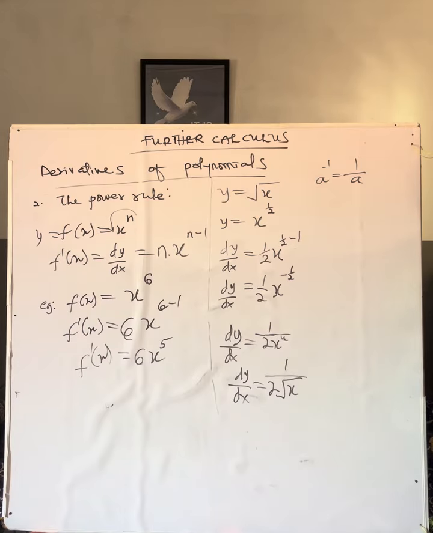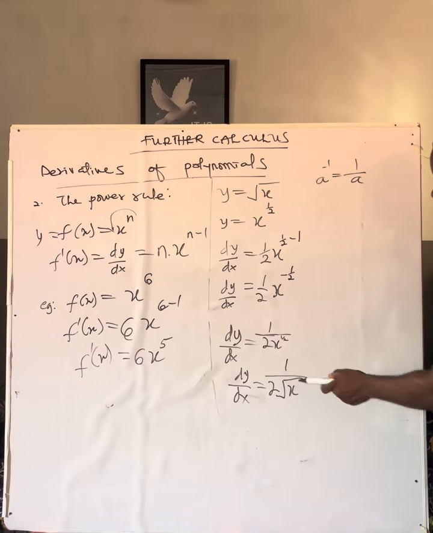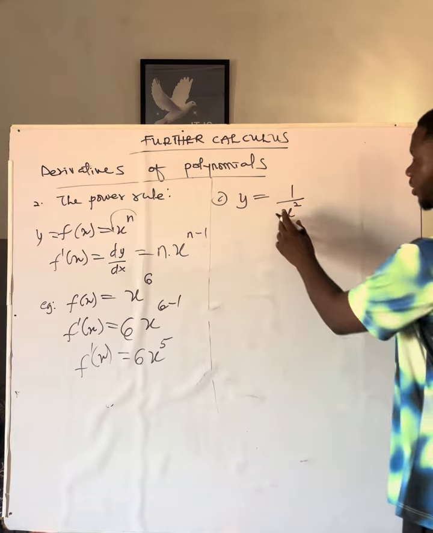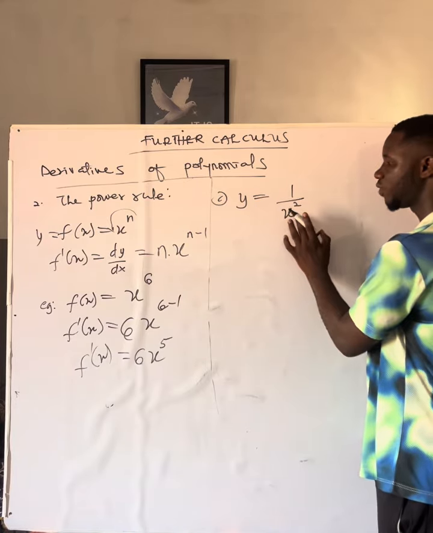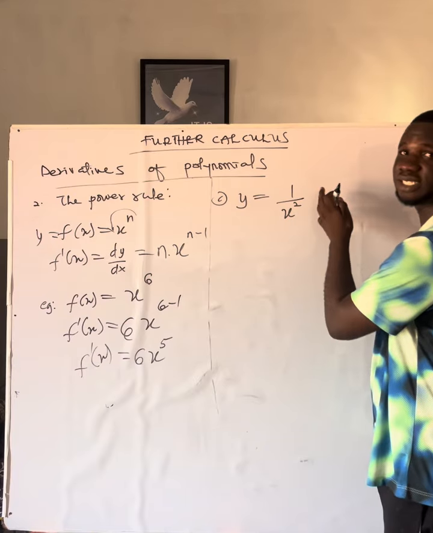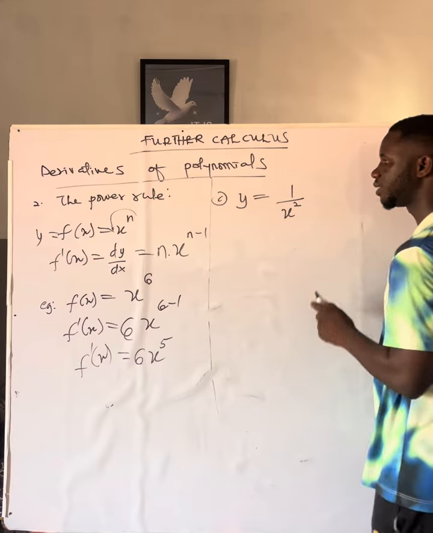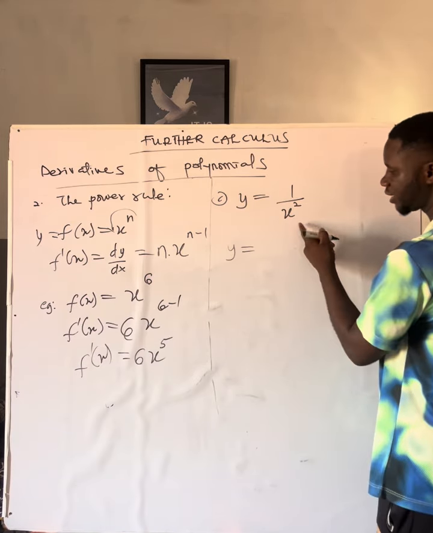So we can write our final answer like this. dy dx is equal to 1 over 2 root x. Let's try this third example. y is equal to 1 over x squared. So when you see it like this, make sure you write it in linear form before you differentiate. So we are going to write it, y is equal to, this is a fraction.